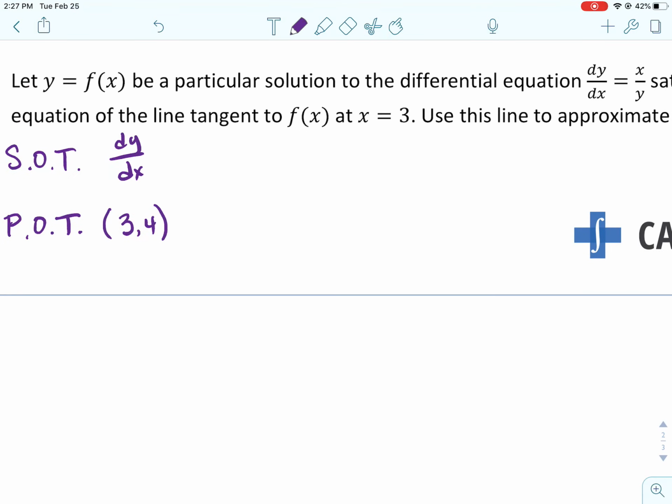So I would take this differential equation, and we haven't done this notation a lot. When we plug something in, we're going to do a straight bar, and what we're plugging in is the point 3, 4. So we'll put 3 in for the x, 4 in for the y. Our line is going to have a slope of 3/4. All right, and then we'll just write our equation using the point slope formula.